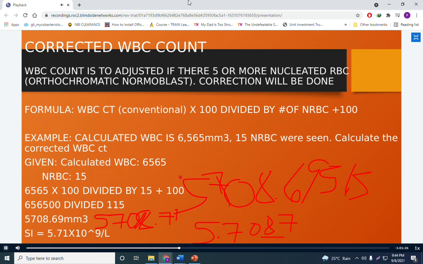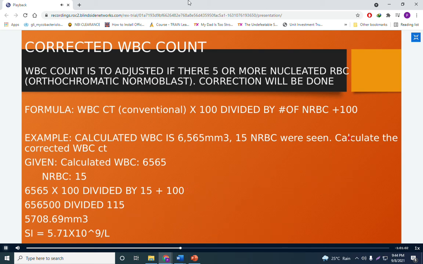Multiply the WBC by 100, then divide by the number of NRBC you saw plus 100. But you have to remember the rule, class: only when there are 5 or more NRBC will you do your corrected WBC. So if a question says only 3 NRBC were seen, you do not perform a correction.